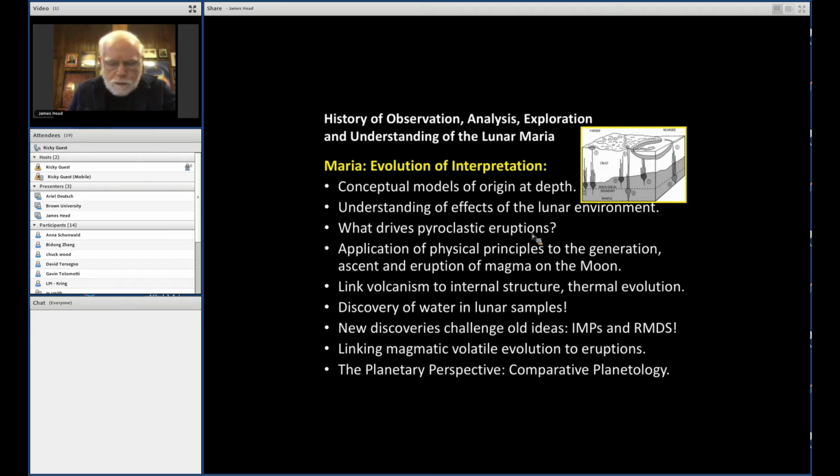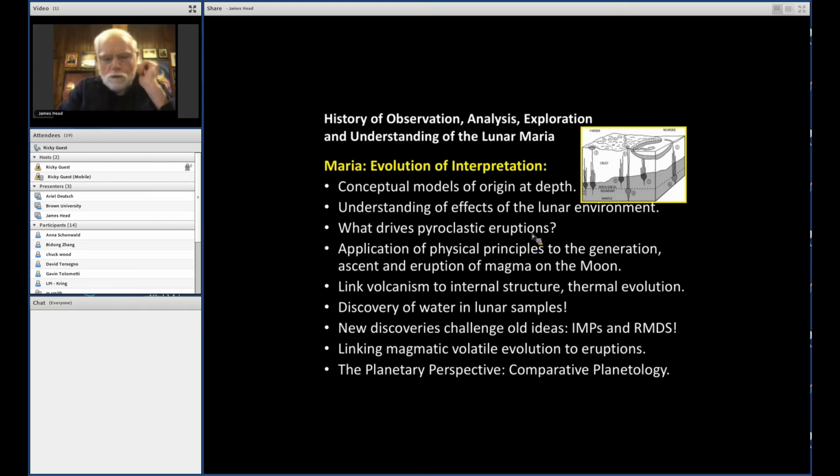We started out saying, let's just take a good model of the generation, ascent, and eruption of magma on the Earth and apply it to the Moon with these new principles of lunar gravity and lack of an atmosphere. And so, searching through the literature in the late 1970s, we found that in fact there wasn't a good model of the generation, ascent, and eruption of magma on the Earth. So we had to do that first and then apply that to the Moon. So again, physical volcanology was evolving even at that time on the Earth. So clearly, in subsequent times, we've been able to link volcanism to internal structure with GRAIL and other types of data, with thermal evolution, the seismic data, et cetera, to understand its relation to thermal evolution.